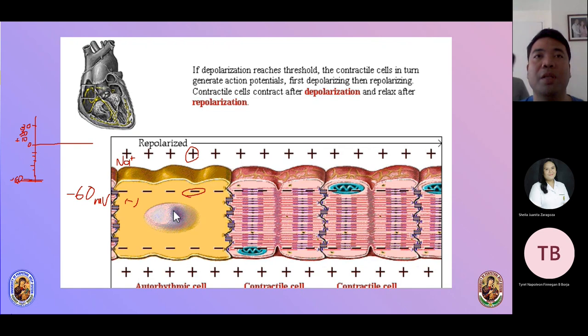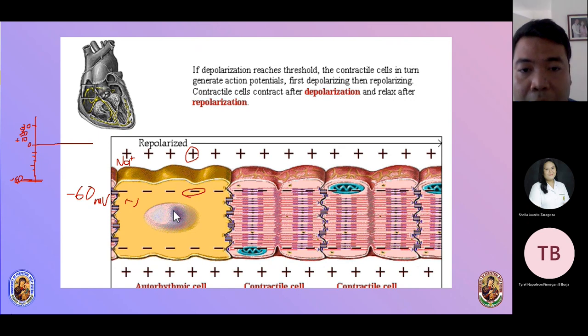When you say depolarization, it is the reversal of the resting membrane potential. That is the reversal of the resting membrane potential, wherein, when the cell is at rest, the inside is negative and the outside is positive. When there is reversal, what happens? The inside becomes more positive while the outside becomes more negative. And that will go back. After depolarization, it returns to the original state.